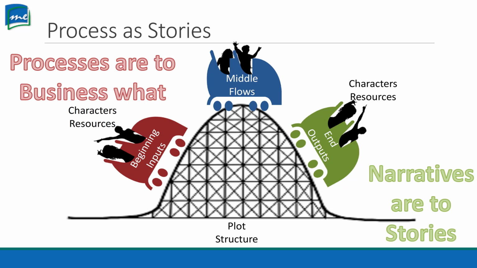But we have characters. The characters are resources. And then we have the plot. That's the structure of our process. So that's kind of a simple explanation to compare it to a book. And for processes, there are a lot of different examples that we need to look at. So let's look at the different types of processes.